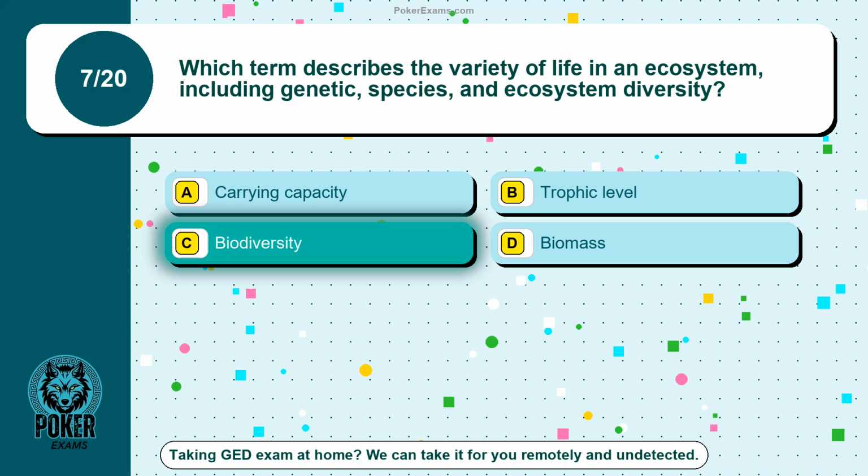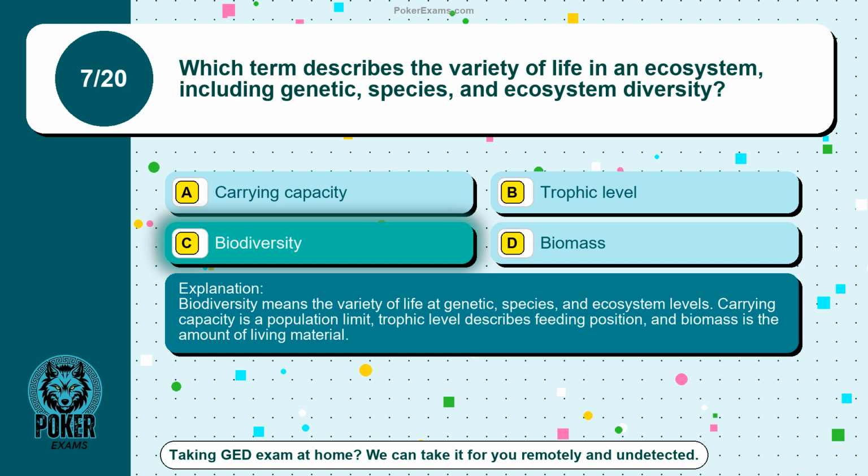The correct answer is option C, biodiversity. Biodiversity means the variety of life at genetic, species, and ecosystem levels. Carrying capacity is a population limit, trophic level describes feeding position, and biomass is the amount of living material.